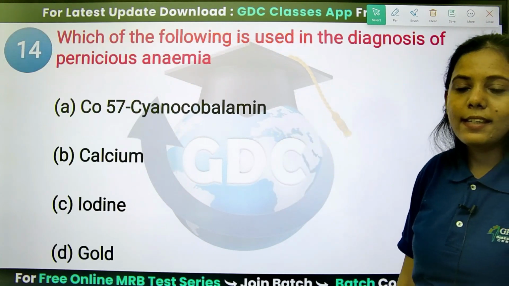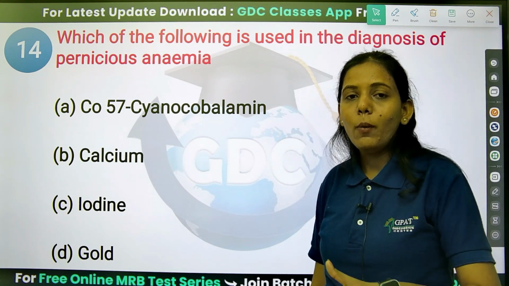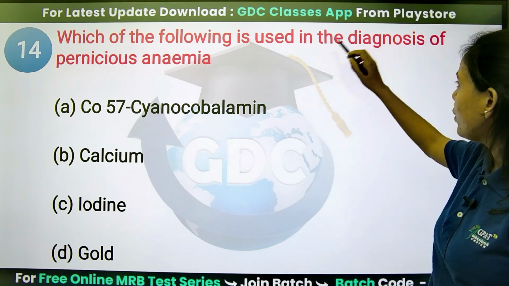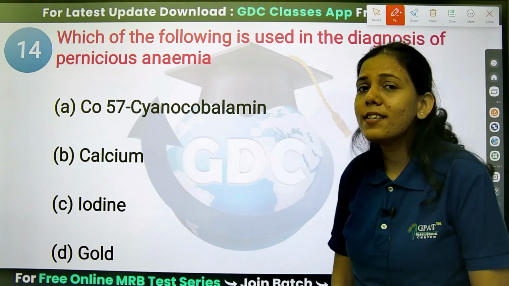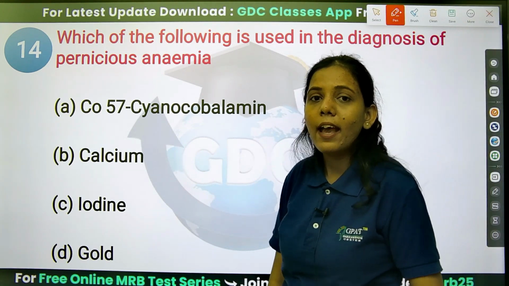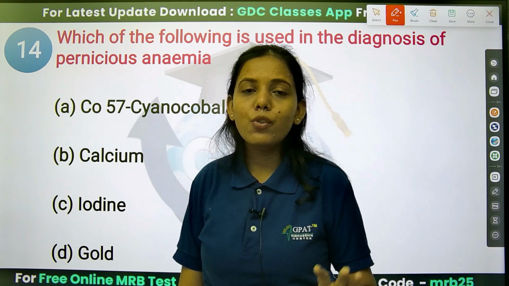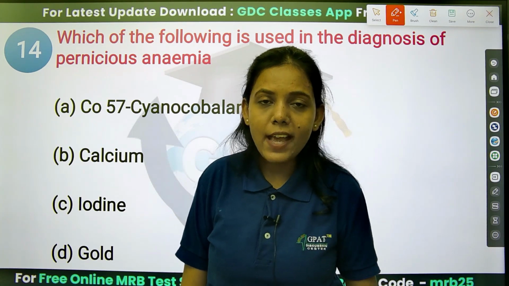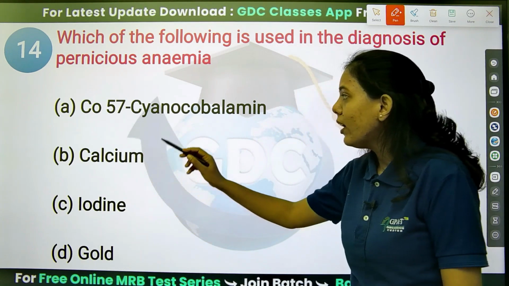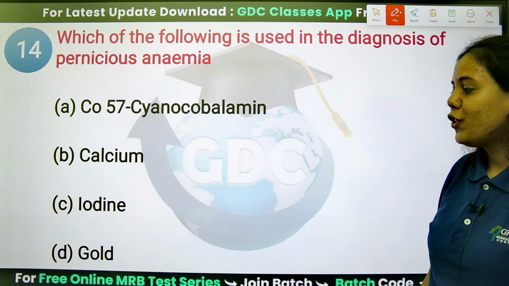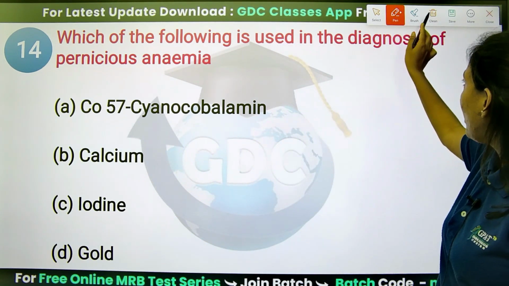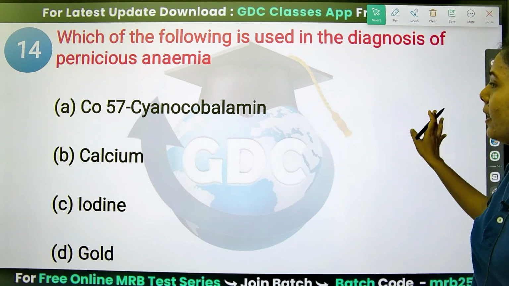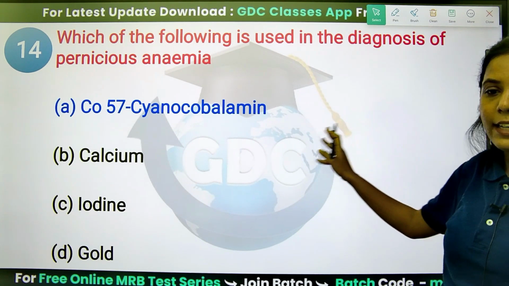So option D, same atomic number but different atomic mass number. Which of the following is used in the diagnosis of pernicious anemia? As we have discussed, radiopharmaceuticals are used for various purposes like diagnosis, treatment, cure of cancer and everything. So here is cyanocobalamin, calcium, iodine, gold. Basically option A, that is cobalt 57 cyanocobalamin, is the right answer for pernicious anemia.